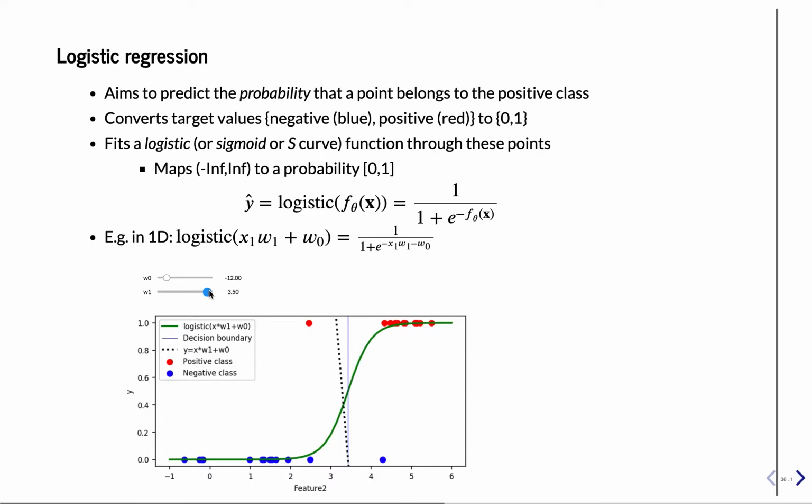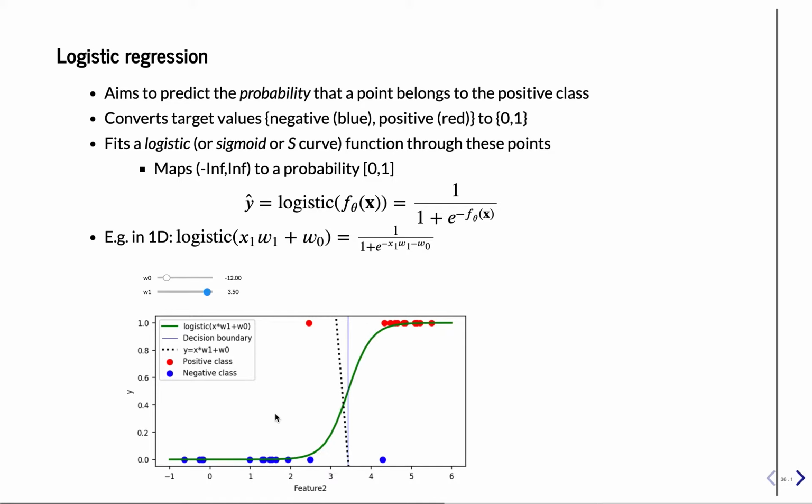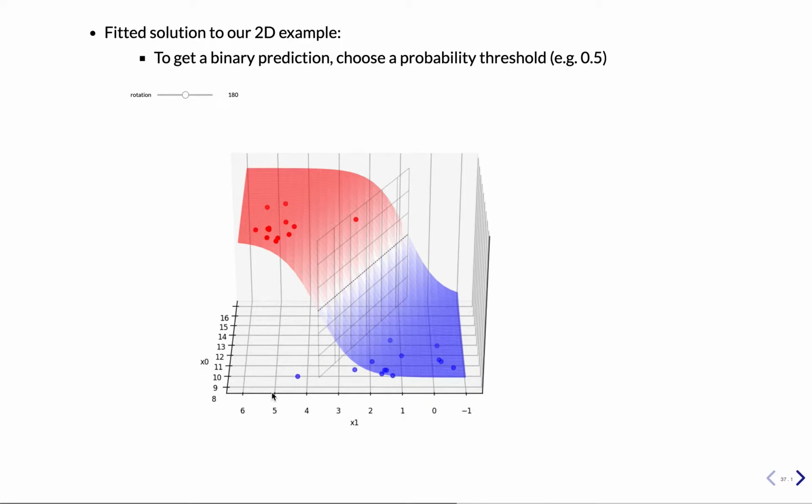And so basically we're looking for the set of weights that optimally goes through these red and blue points. We'll see in a minute what optimal means. Right? That's a loss function. We can first look at this in 2D.